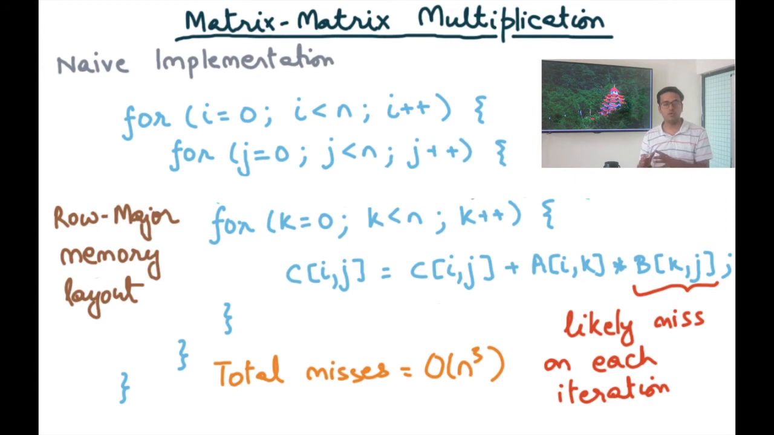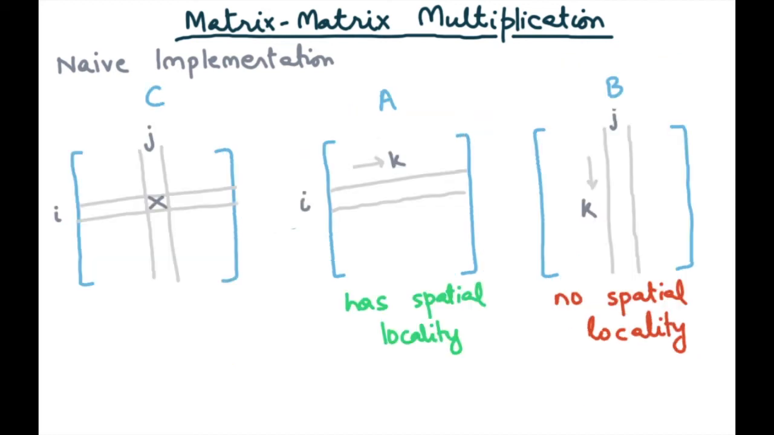And so B[k][j] is going to be my performance bottleneck. The access to B[k][j] is going to be my performance bottleneck in this particular loop, because it's going to be a likely miss on each iteration. Recall that a miss is almost 100x slower than a hit, and so this is basically going to be the most significant performance drag in our code.